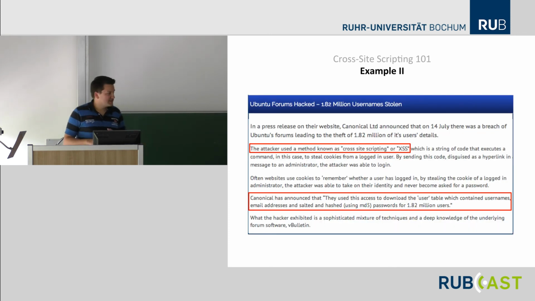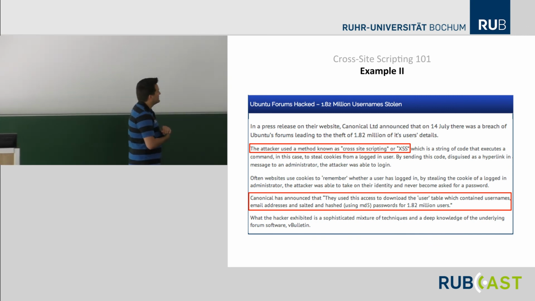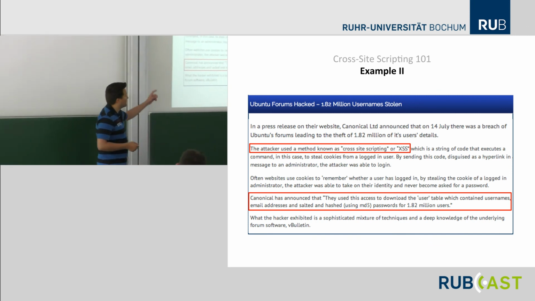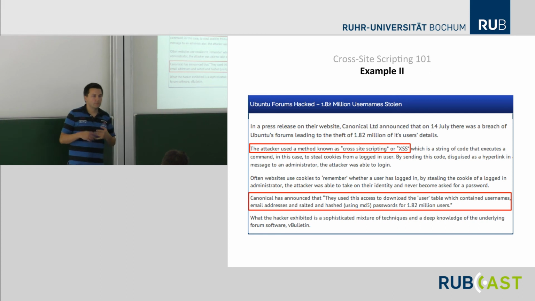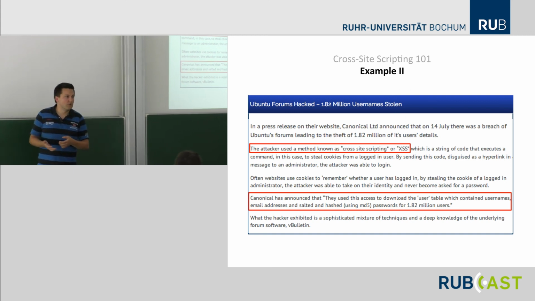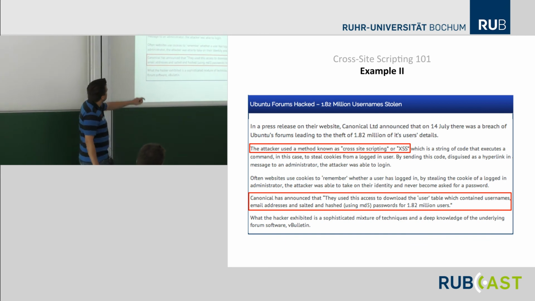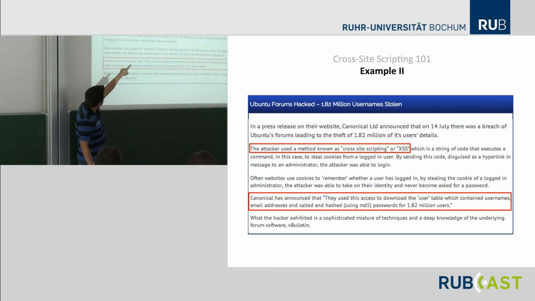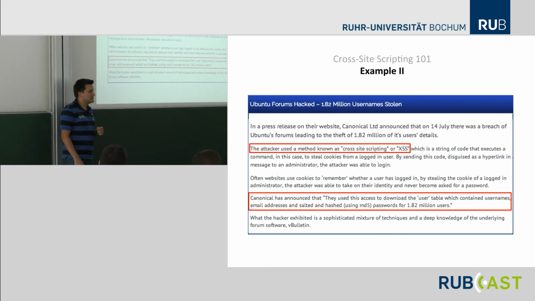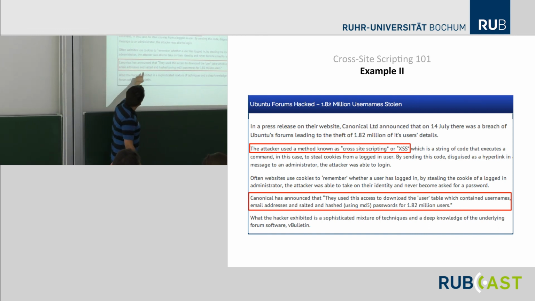Then here's a second example. This is a news entry from last year, writing about the Ubuntu forums getting hacked. In this hack, you can see in the headline, 1.8 million user accounts were stolen, including the passwords. The attacker used a method known as cross-site scripting, or XSS. And you can also see they stole the salted hashed passwords of 1.8 million users.